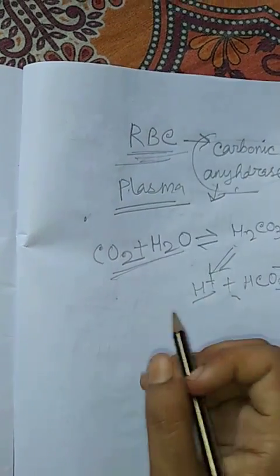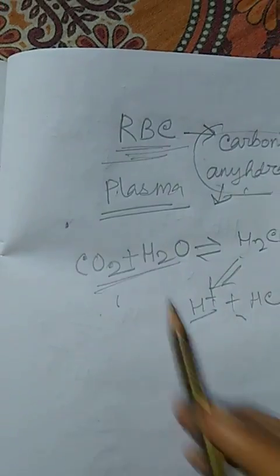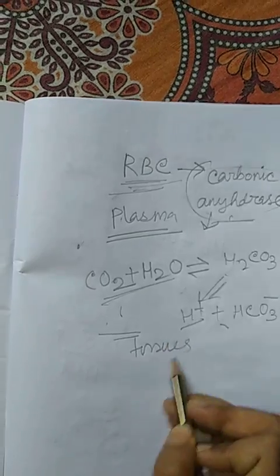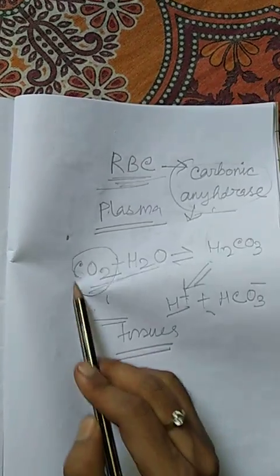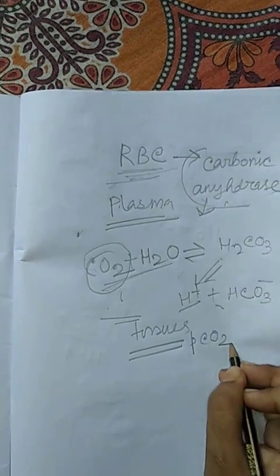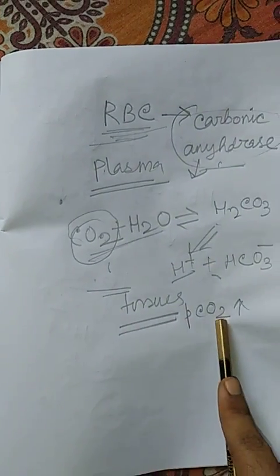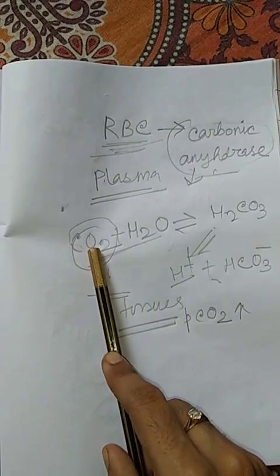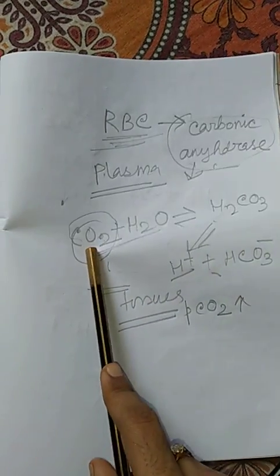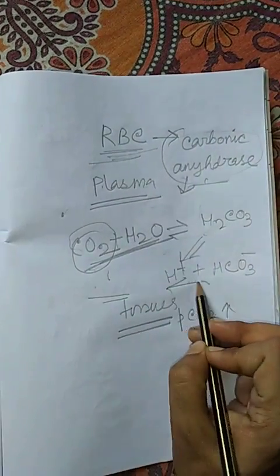But this is in tissues. This incident occurs in the tissues. Why? Because in tissue carbon dioxide is present in higher amount. Why? Because the partial pressure of CO2 is much higher, that we have already known. So in tissues, as the partial pressure of carbon dioxide is very high, carbon dioxide dissolves in the blood and reacts with water and forms H positive and HCO3 negative.